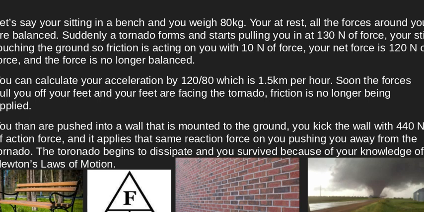You can calculate your acceleration by 120 divided by 80, which is 1.5 kilometers per hour. Soon, the forces pull you off your feet, and your feet are facing the tornado. Friction is no longer applied. You then are pushed into a wall that is mounted to the ground. You kick off the wall with 440 newtons of action force, and that applies the same reaction force on you, pushing you away from the tornado.